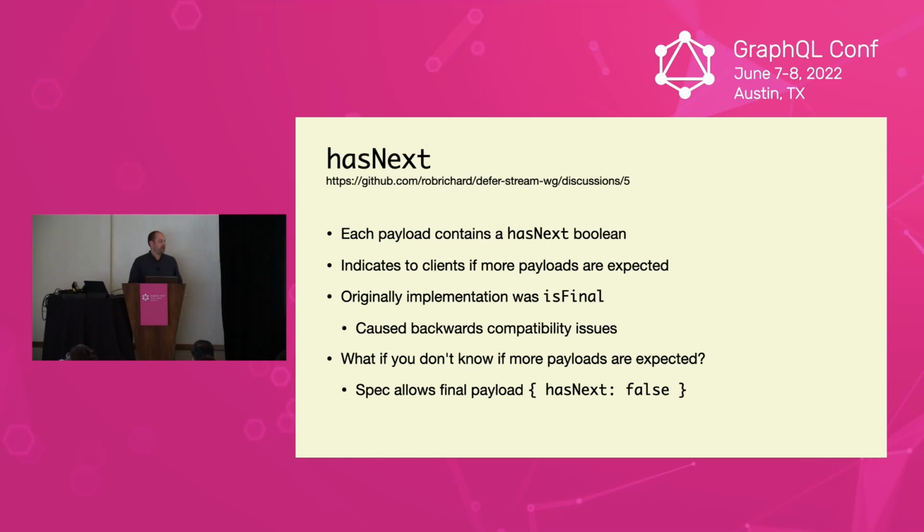So another thing with hasNext is that when you have an async data source, like an async iterable, you may not know if there are going to be any additional list items until some time has passed after the final one has been sent. So for this use case, we allow a payload containing only hasNext false, no data or any other fields. And when your data source eventually does indicate there's no more items, you could send that to the client and they know to close the connection.